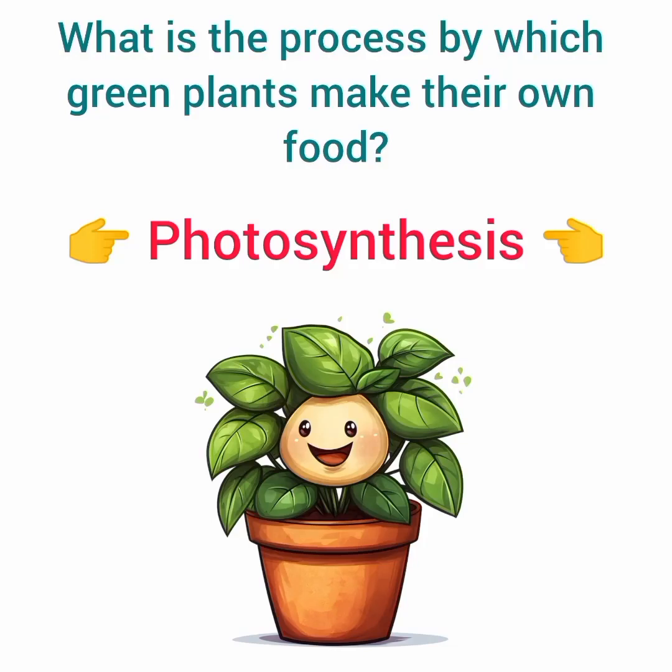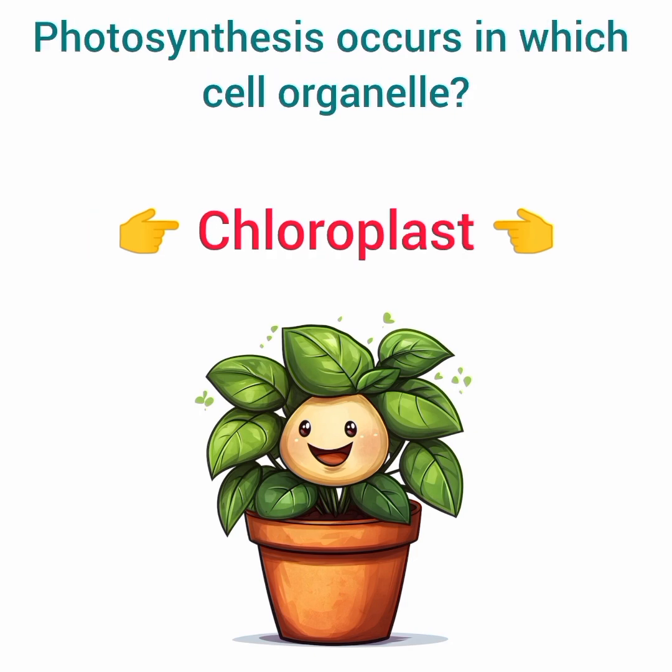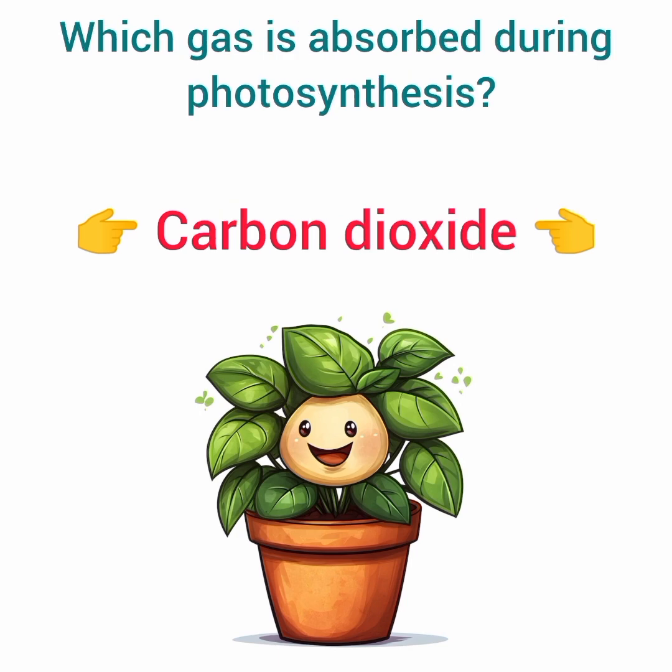What is the process by which green plants make their own food? Answer. Photosynthesis. Which pigment helps in photosynthesis? Answer. Chlorophyll. Photosynthesis occurs in which cell organelle? Answer. Chloroplast. Which gas is absorbed during photosynthesis?